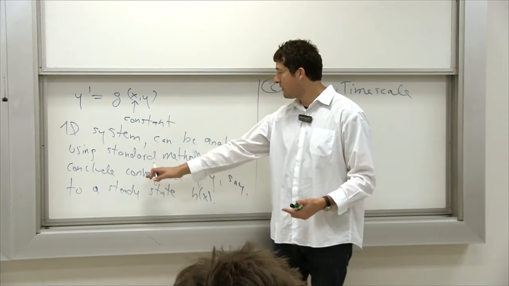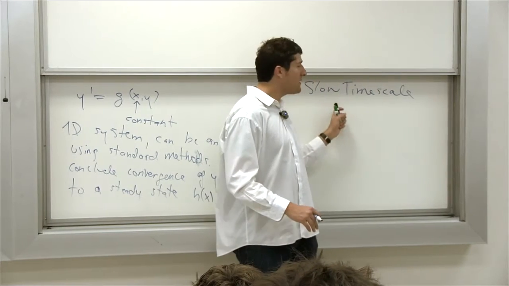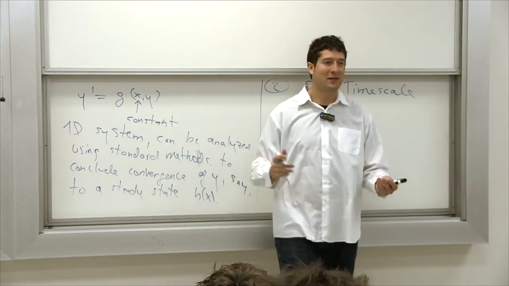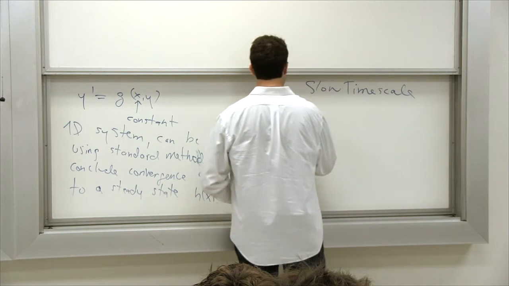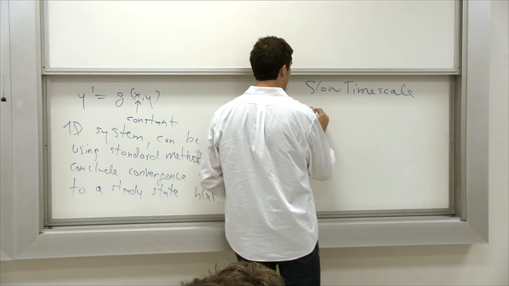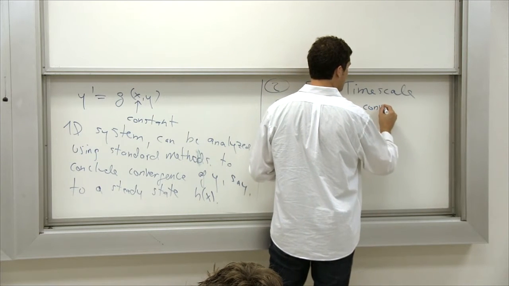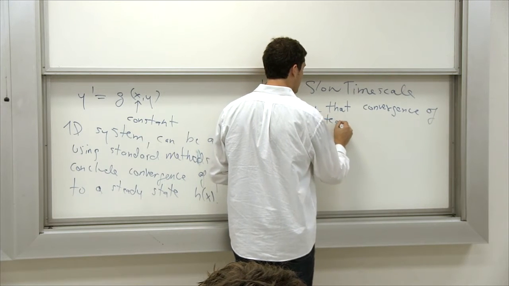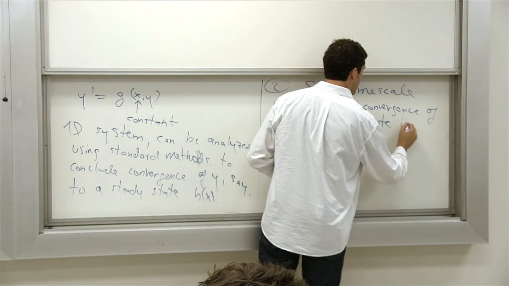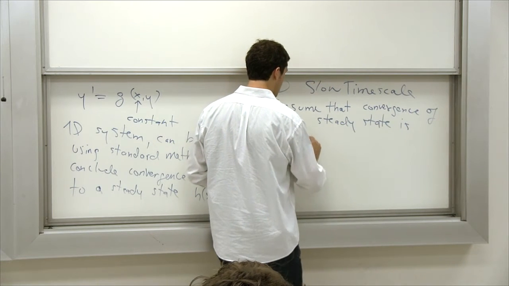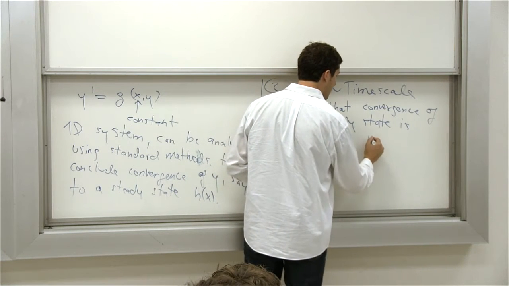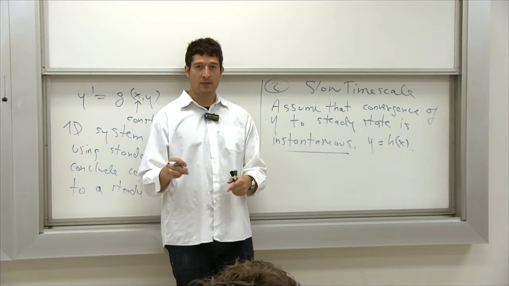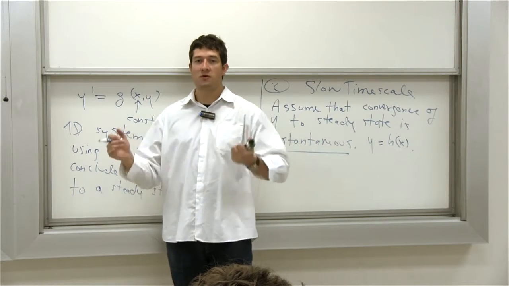So in this case, for example, that the fast variable y converges towards h of x, this analysis assumes that y is equal to h of x instantaneously, because it already converged there. It's so fast, right? So assume that convergence of y to steady state is instantaneous. That is, y is equal to h of x. Okay? And if x ever changes, then y is always going to stay equal to h of x, because y is so fast that it converges instantaneously.